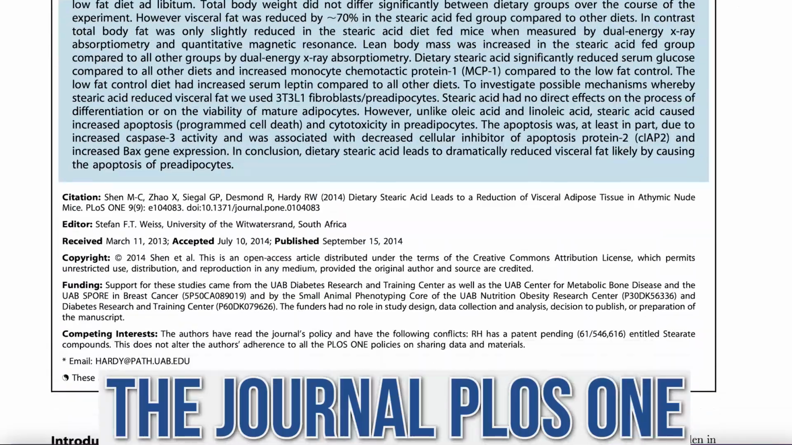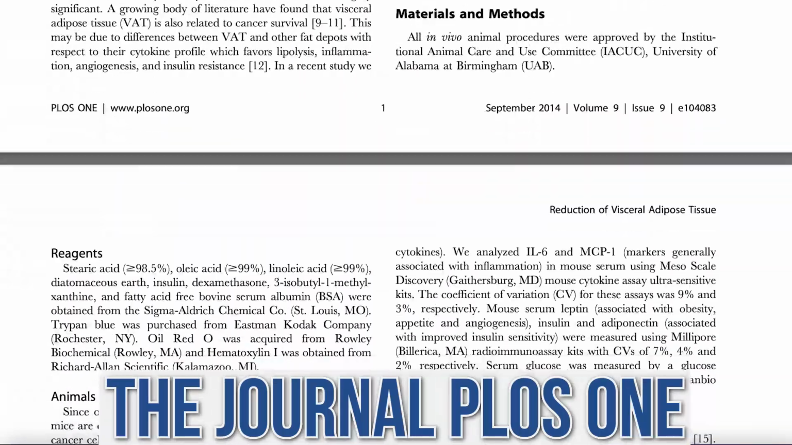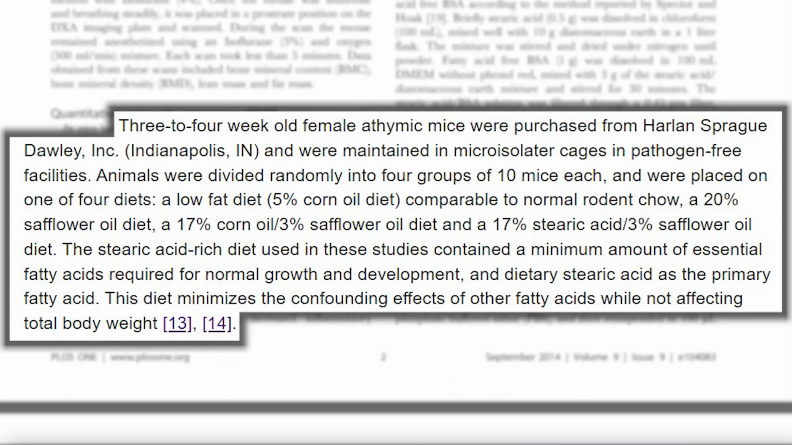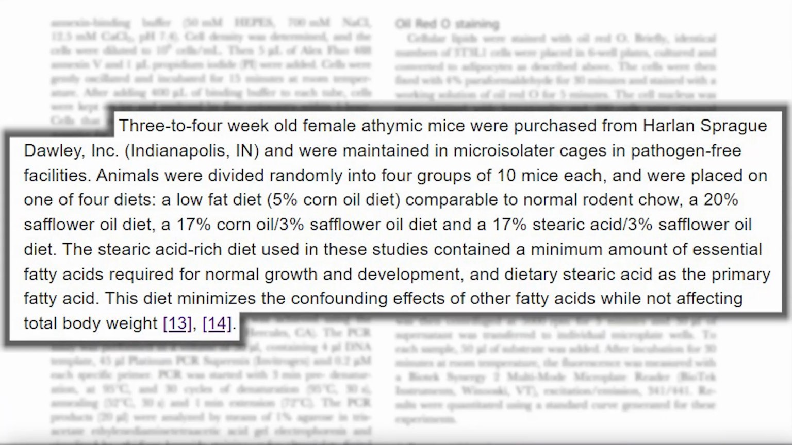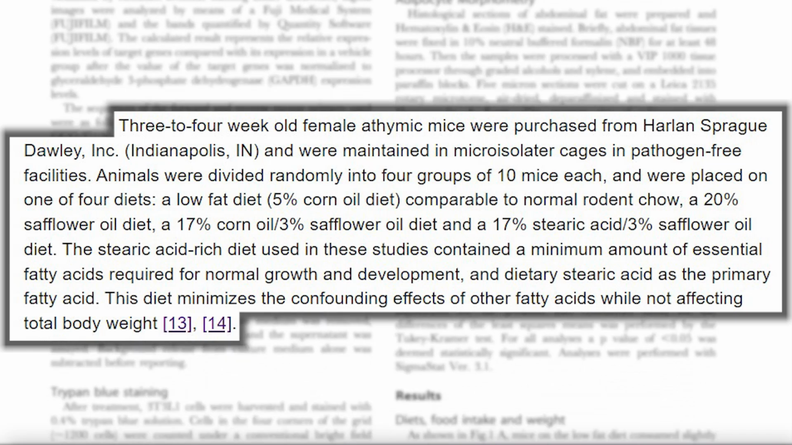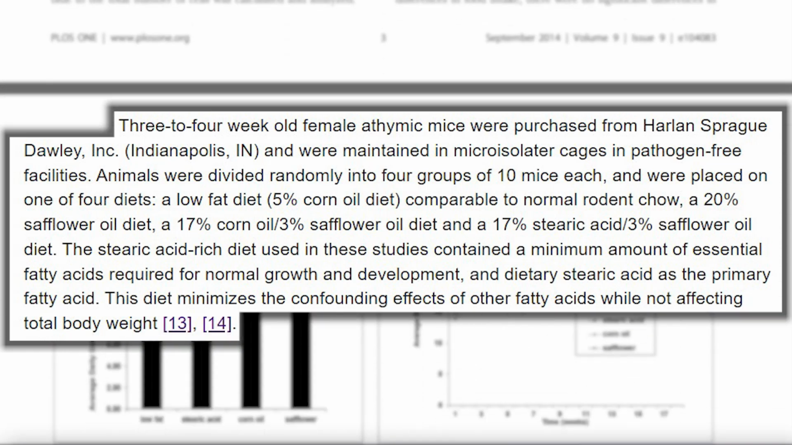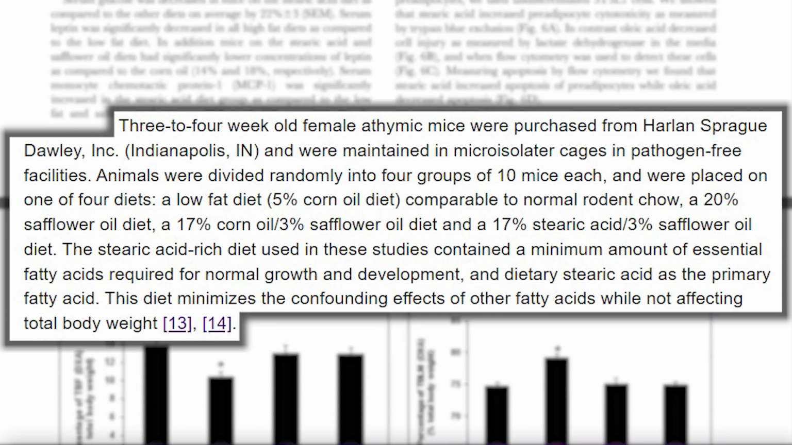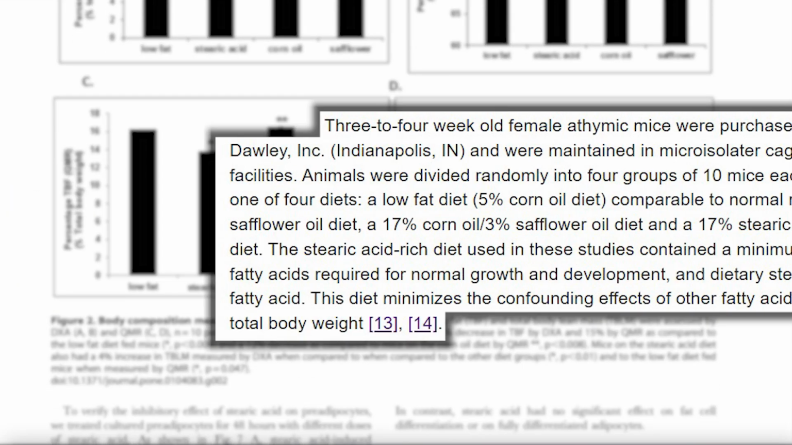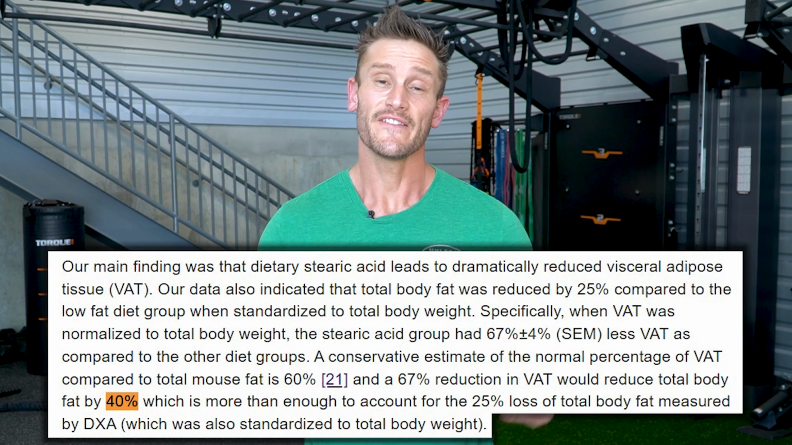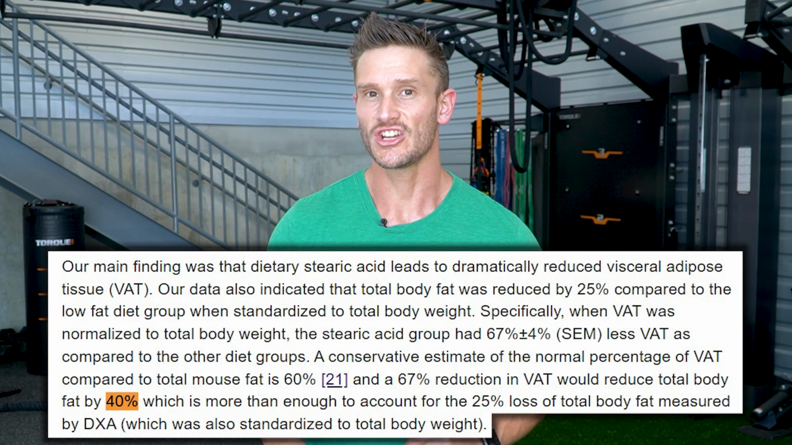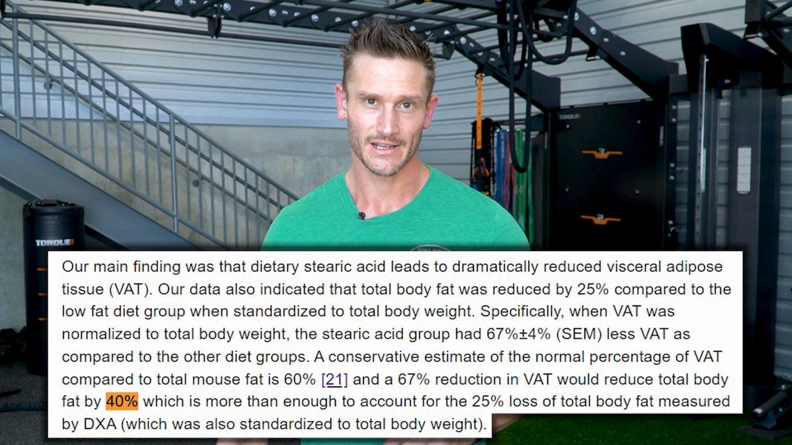There was a study that was published in the journal PLOS ONE. It was done on mice, so full disclaimer, it was done on mice. But this study took a look at 40 mice, and it divided them into 4 groups, okay? Either gave them a stearic acid-rich diet, a low-fat diet, a safflower oil-rich diet, or a corn oil-rich diet. Now, after this was all done, they found that the stearic acid triggered a 40% reduction in visceral fat with these mice. That's pretty unreal.